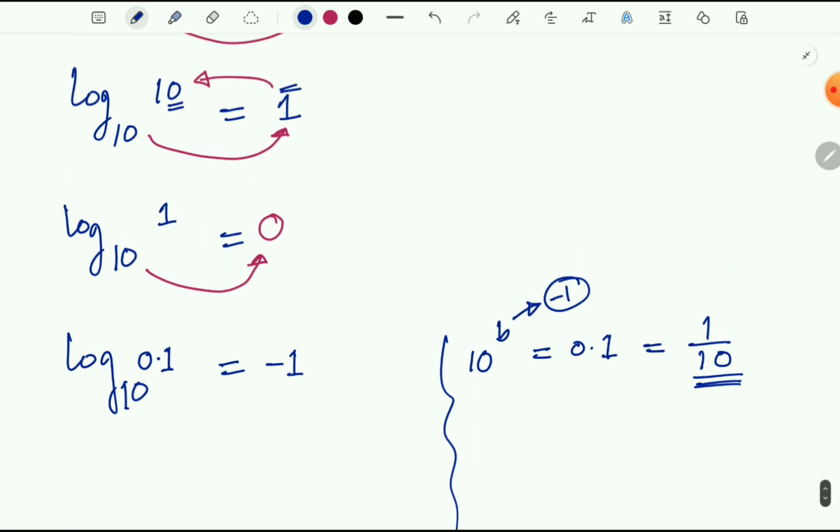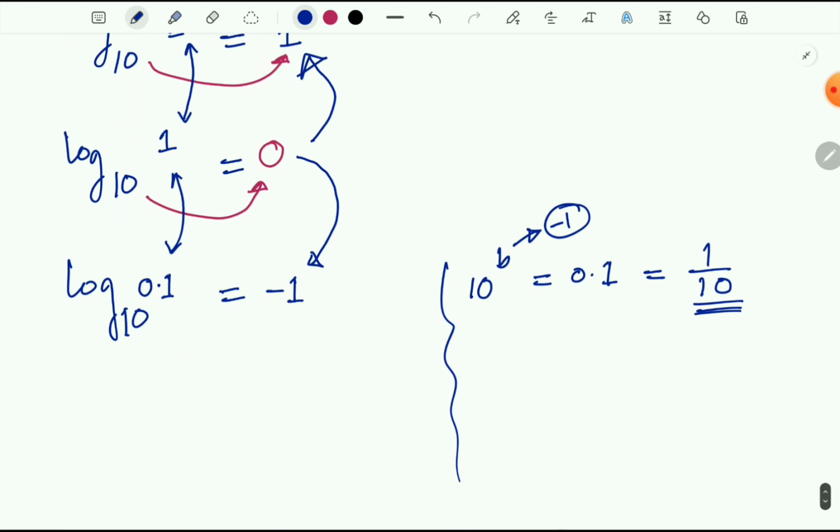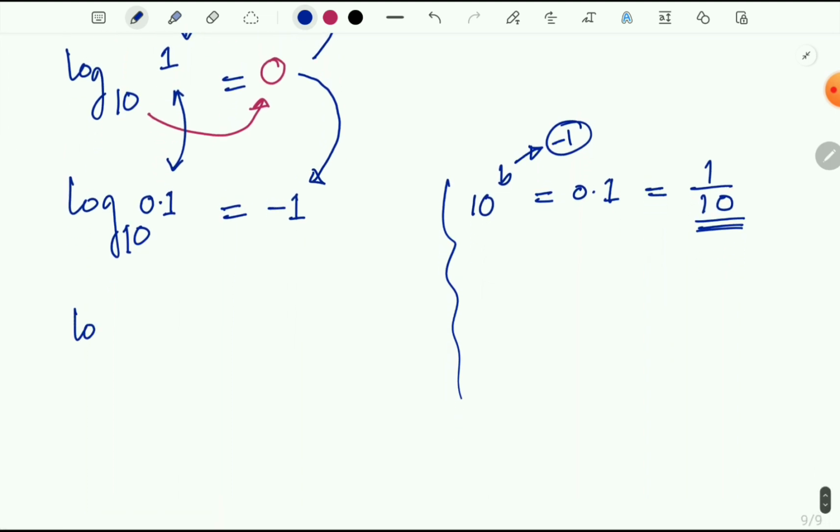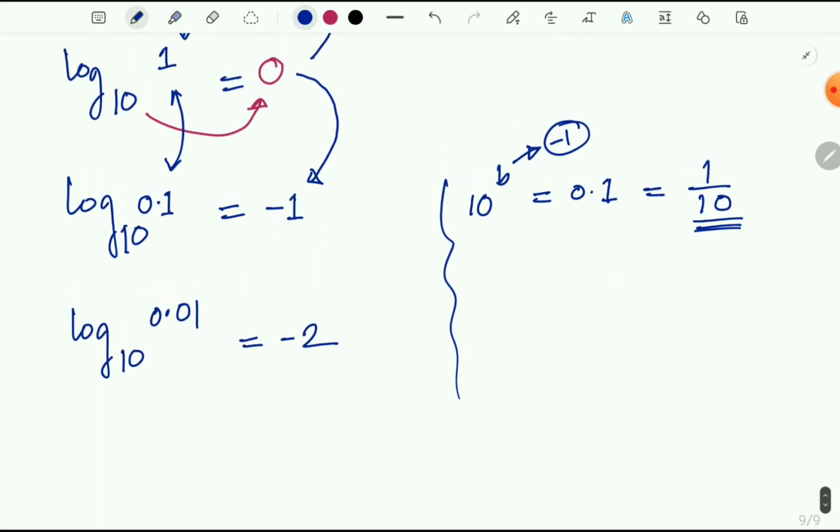So we can relate, after 0 it becomes negative, and it goes exactly the same distance. Here the difference between arguments is 10, here also 10, and it gives us the same results, same exponent but opposite signs. If we consider log base 10 of 0.01, in this case we'll get negative 2. How about log base 10 of 0.001? It will give us negative 3.